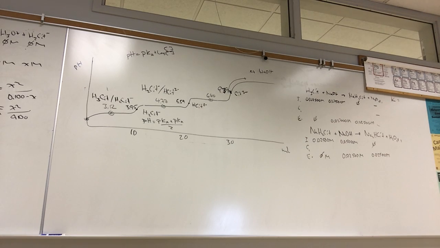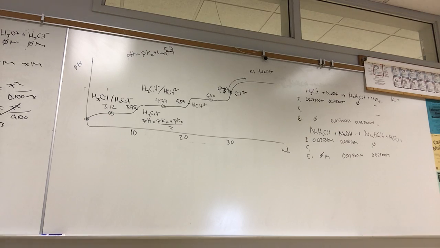I got 8.66 times 10 to the negative 3. That's enough digits, because what's the percent change? Can you see the percent change? 8.66%. Too high, it fails. So that means we have to use the quadratic.